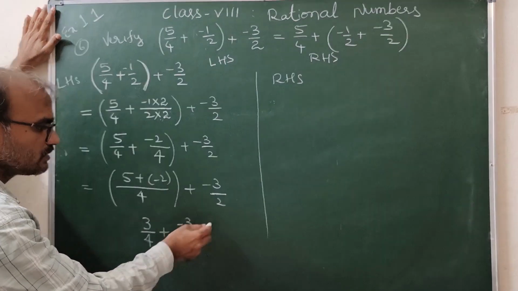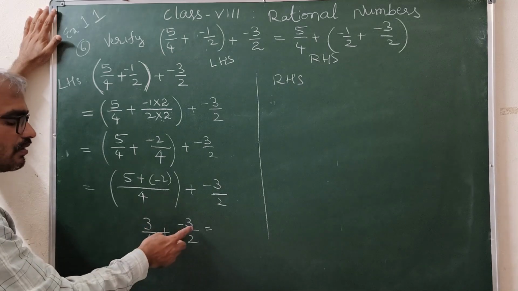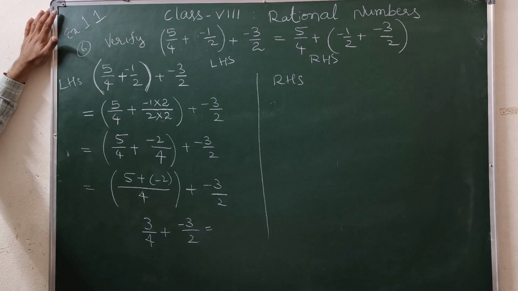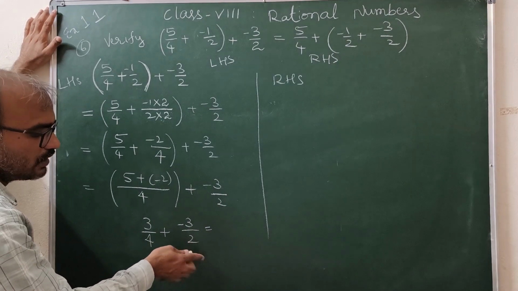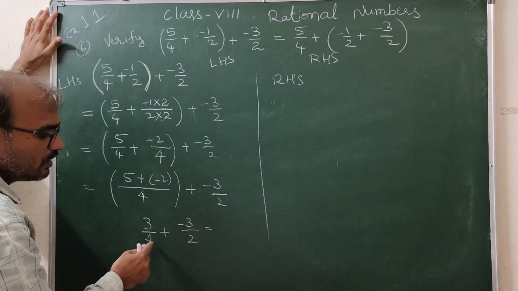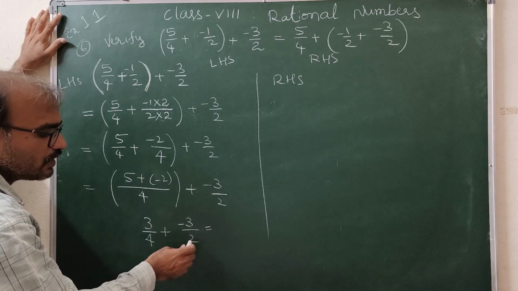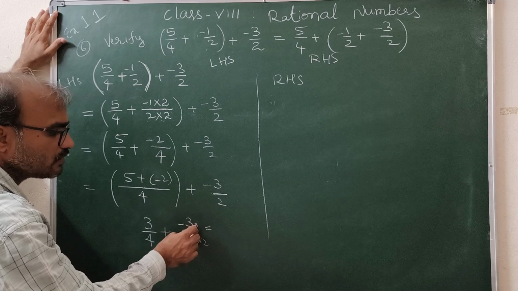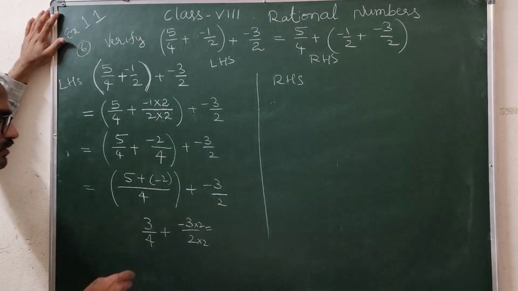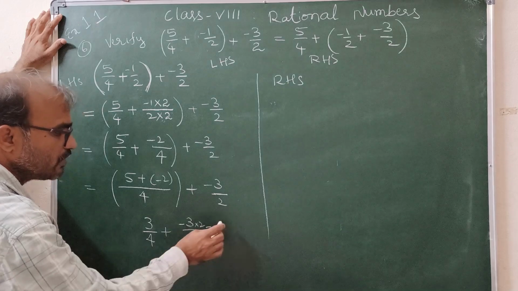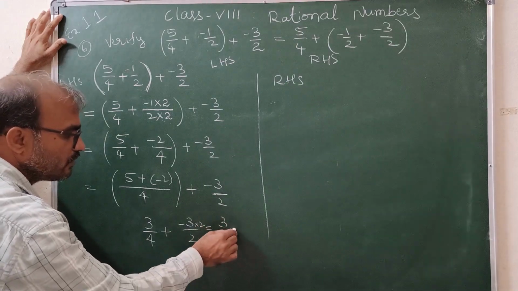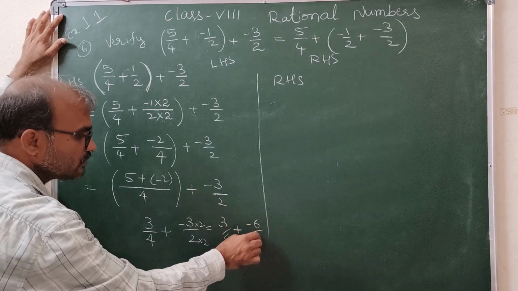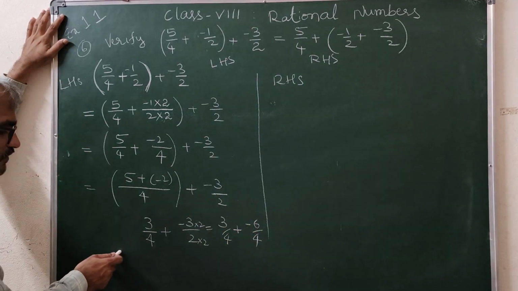Again what I do here is 3 by 4 minus 3 by 2 plus 3 by 4 minus 3 by 2. Right? So here again the denominator is 4, the denominator is 2. I need 4 in the denominator. So what I will do here is, here I multiply by 2, here also I multiply by 2. Right? So the first one will become 3 by 4. The second one will become minus 6 by 4. Right? Minus 6 by 4.